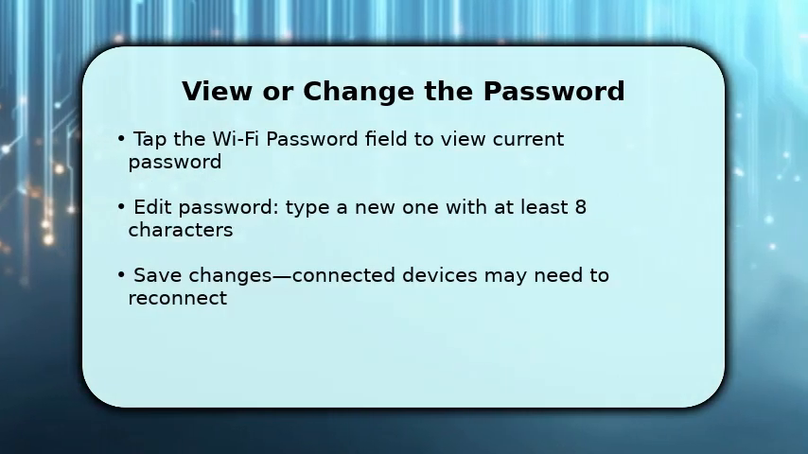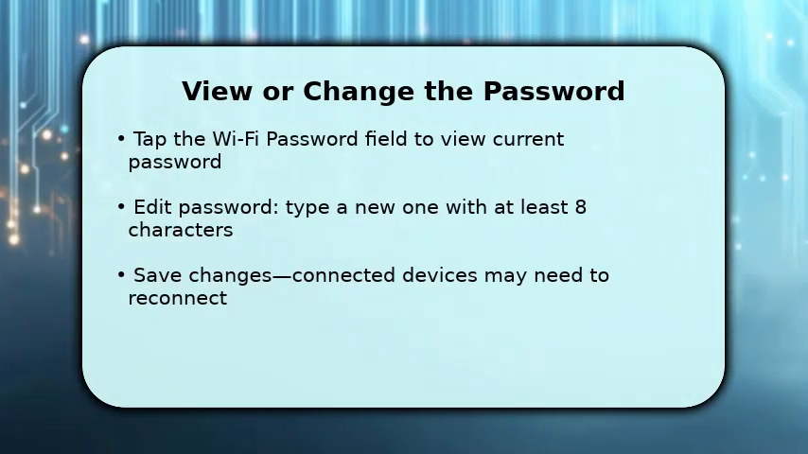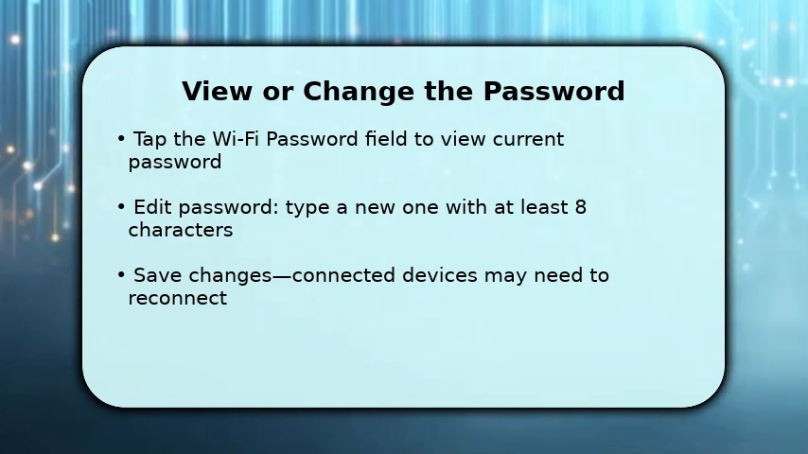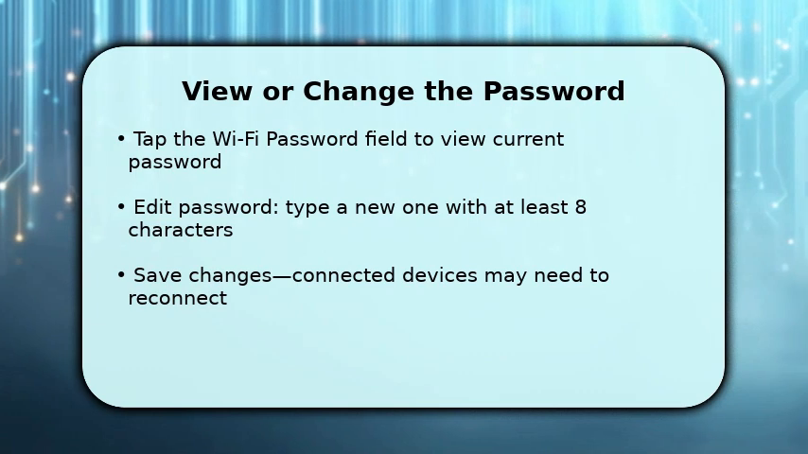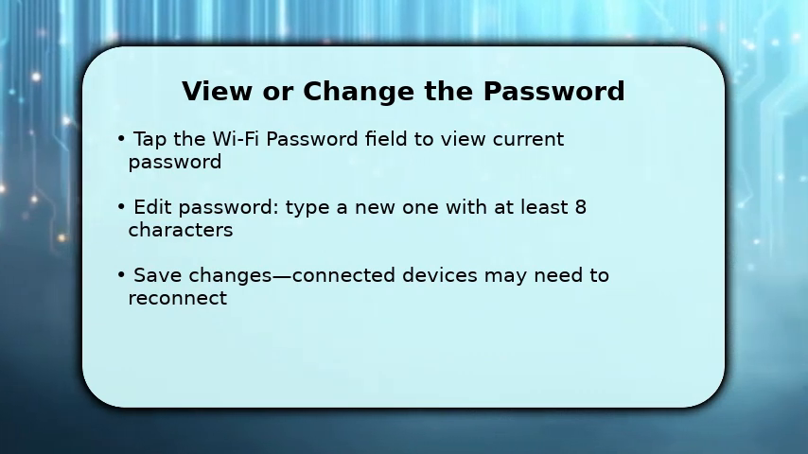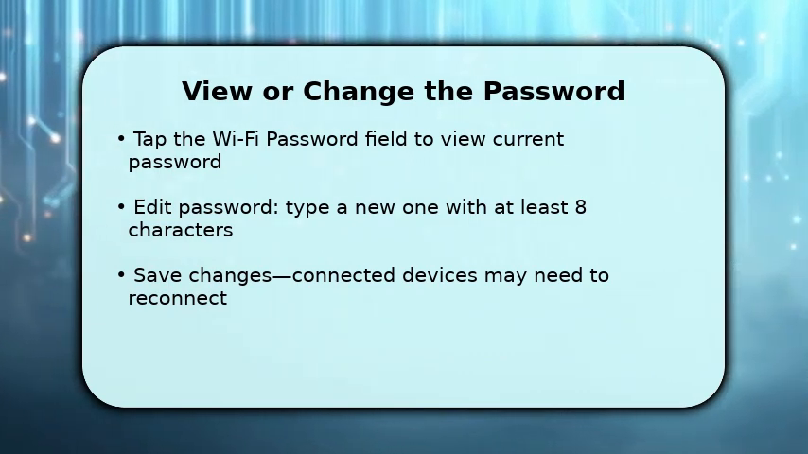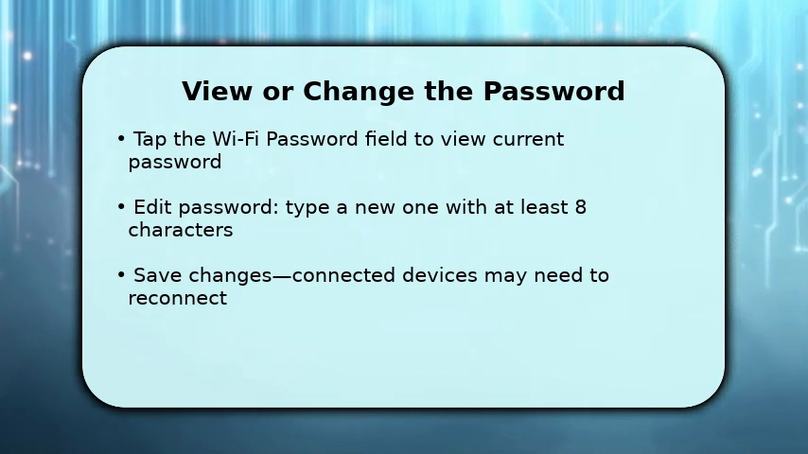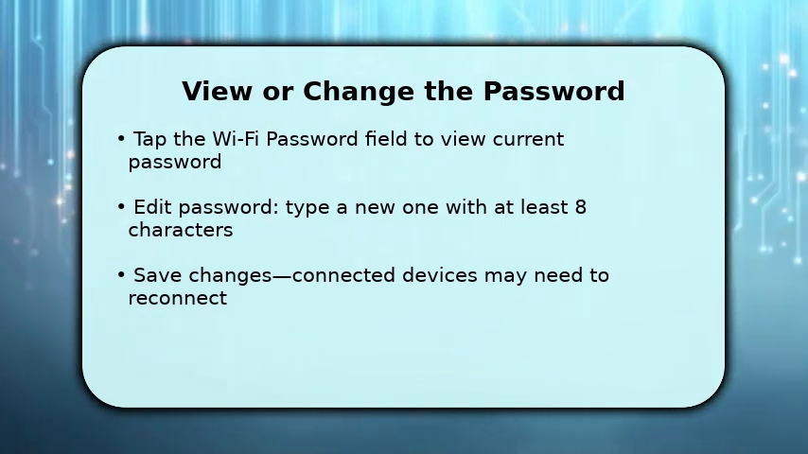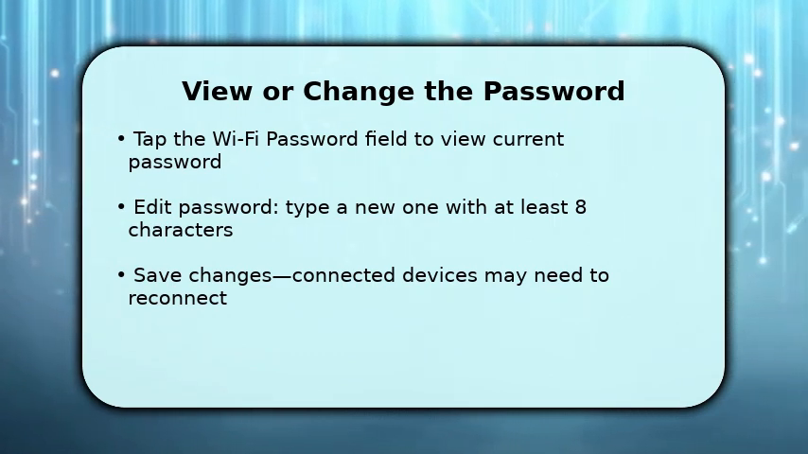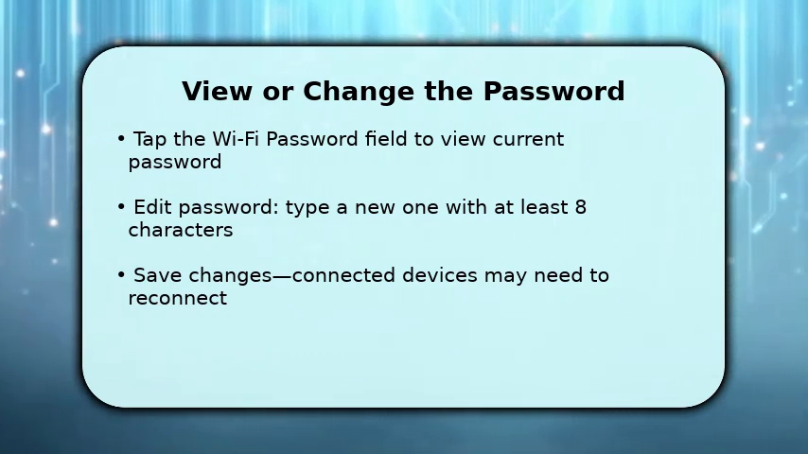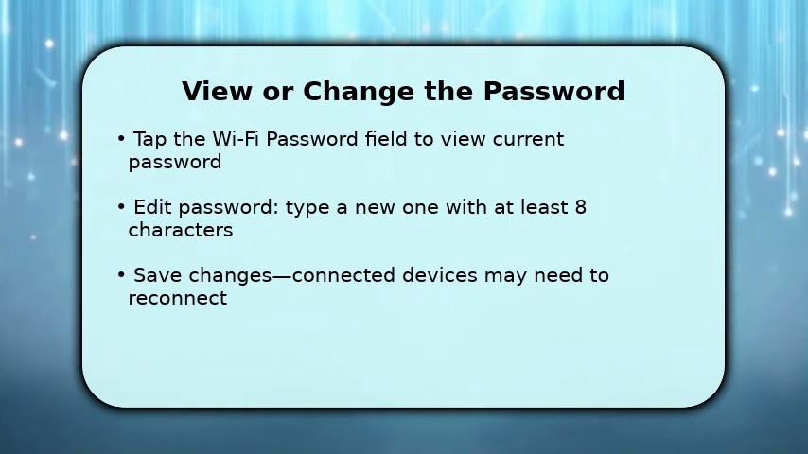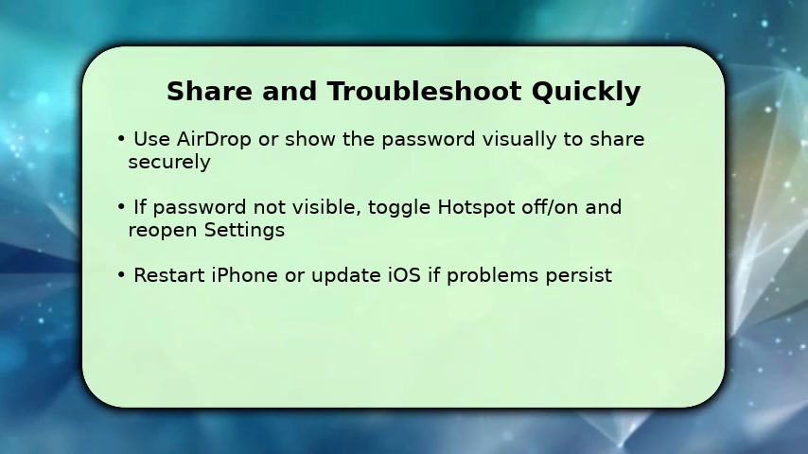Now you will view or edit the actual Wi-Fi password. Tap the Wi-Fi password field and the current characters appear. You can tap and hold to copy if needed. If you prefer a custom password, type a new one that's at least 8 characters for security, then tap Done or leave the field. That change saves automatically. Make sure you tell connected devices the new password because once changed, they will be disconnected until they join again using the updated credential.